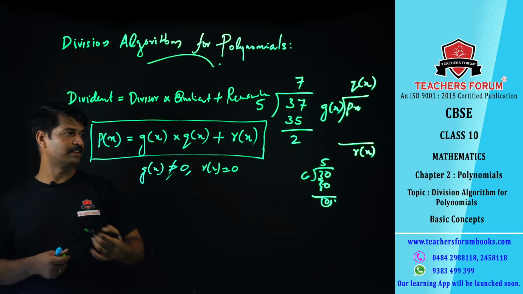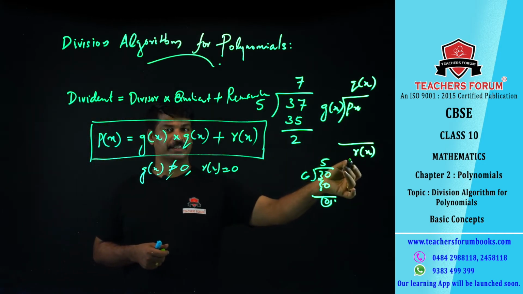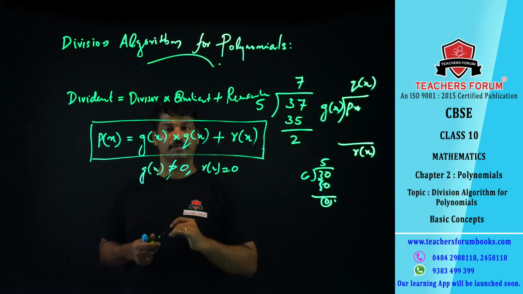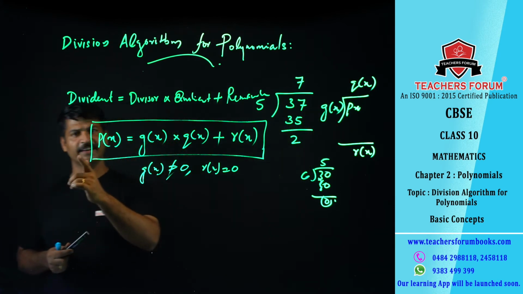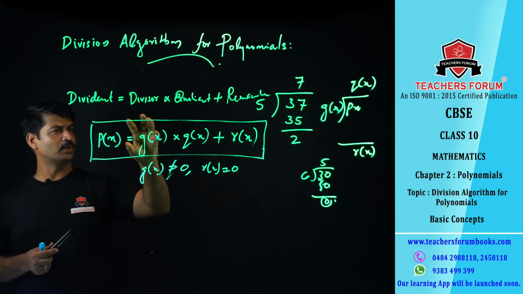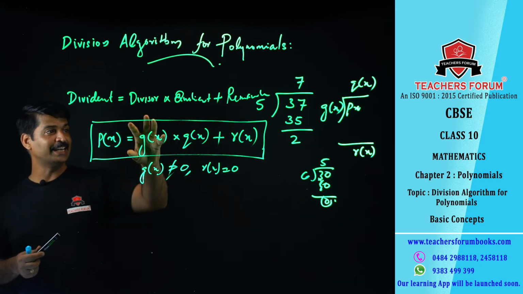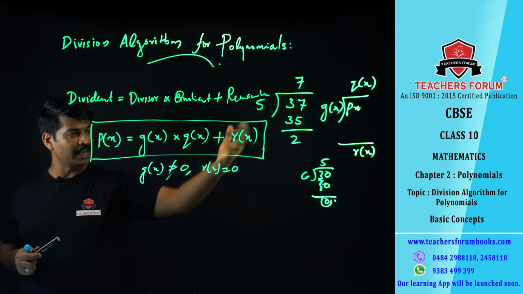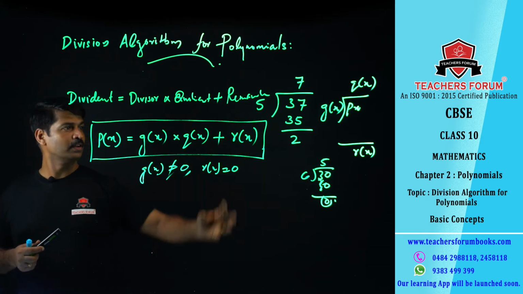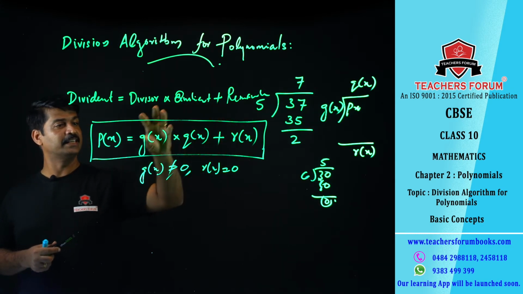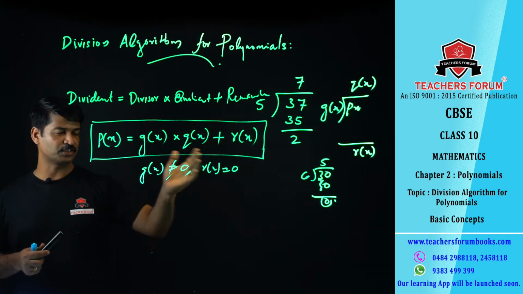Or there is one condition. The degree of r of x should always be less than the degree of g of x. Is it clear? See, you are given g of x. You divide p of x by g of x, and you will be getting a remainder. Remainder can be 0, or the degree of remainder should be less than the degree of g of x. That's the next condition.